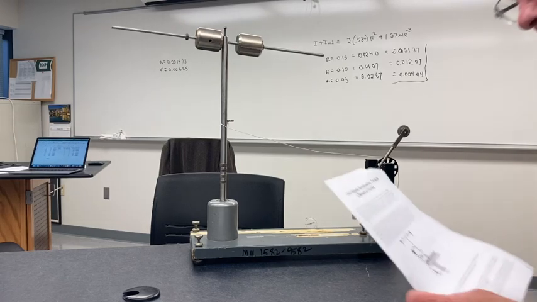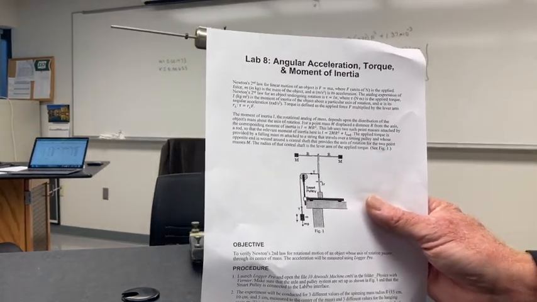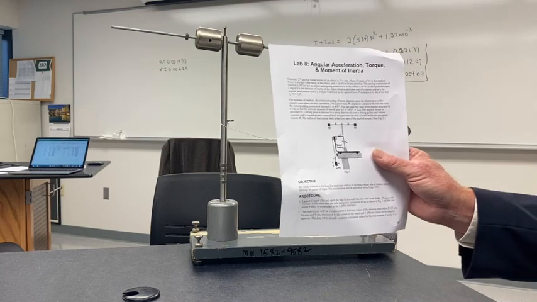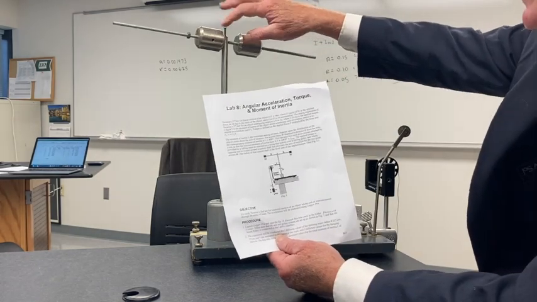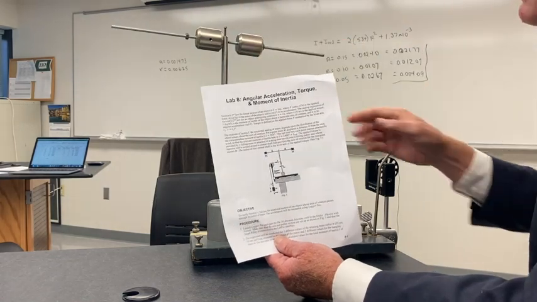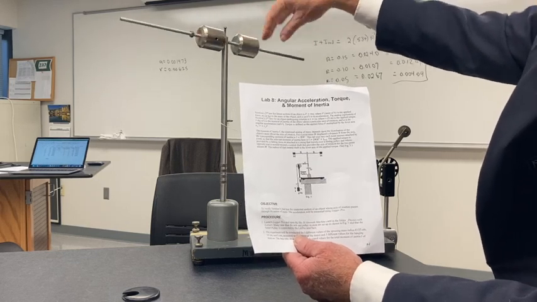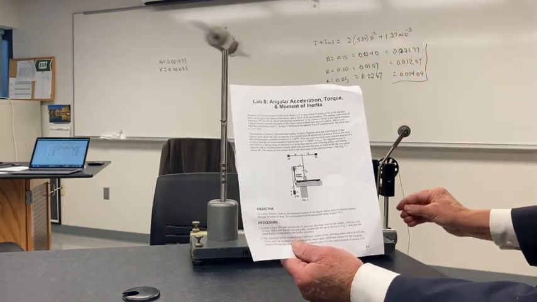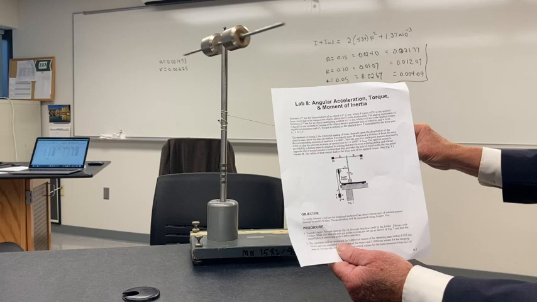All right, this is lab 8 on angular acceleration, torque, and moment of inertia. And we're going to be using this rotational apparatus, which consists of two masses, each of a little over 500 grams, set at distances of 5, 10, and 15 centimeters away from the center, as they will be pulled by this hanging weight of 100 grams, 200 grams, and 500 grams.